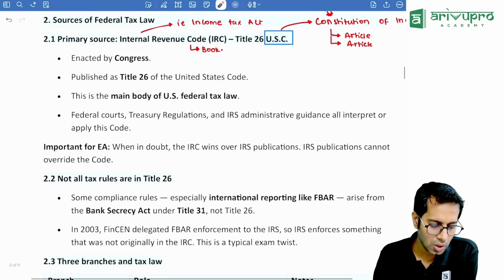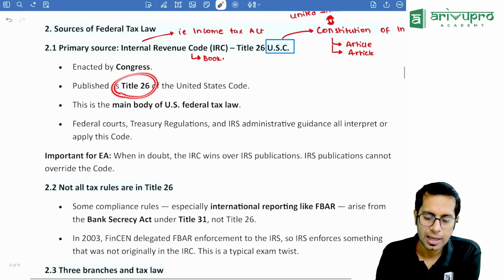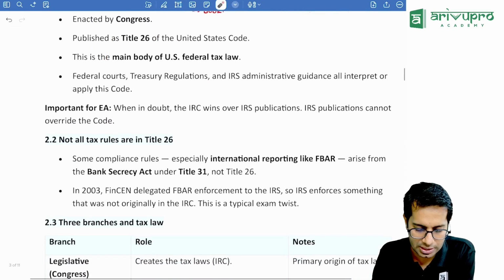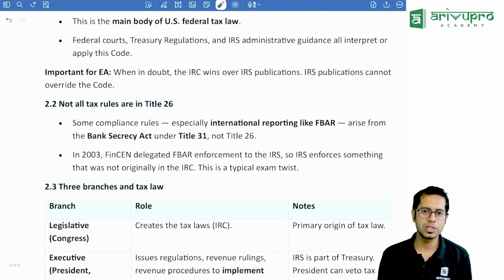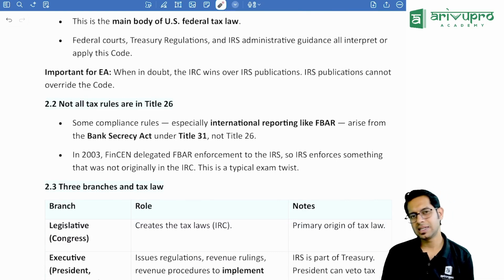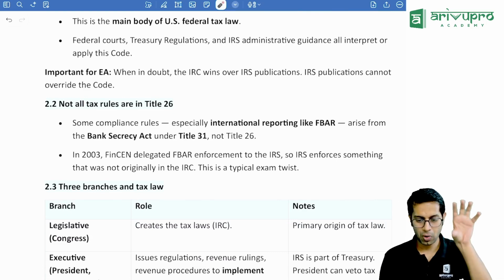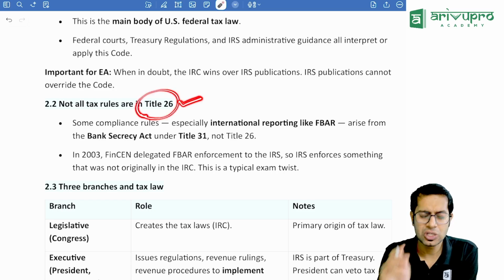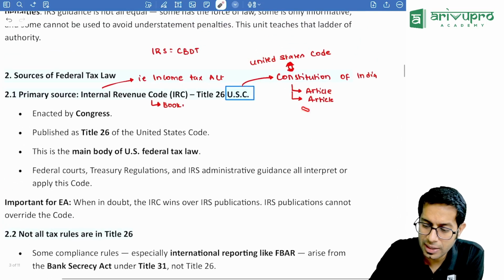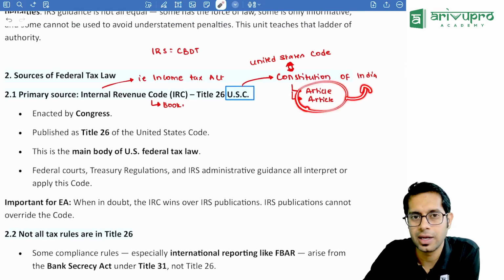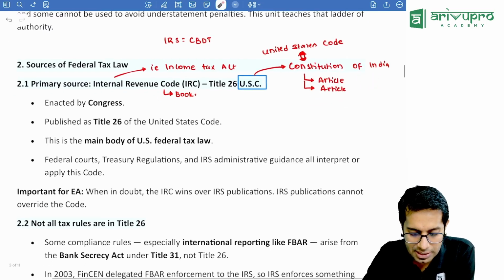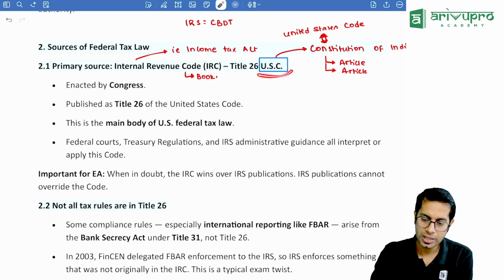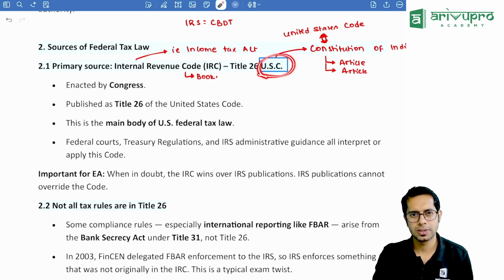Now, just because it is told that Title 26 is the main body of US federal tax law, the Internal Revenue Code is given in title number 26. Does that mean that is the only title which can talk about tax? Please note, whenever I'm referring to title, that means it is like our article in our Constitution of India. So does that mean that it is the only title in the USC which can talk about tax laws?